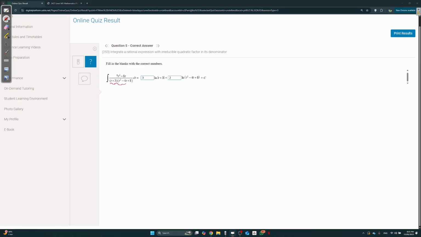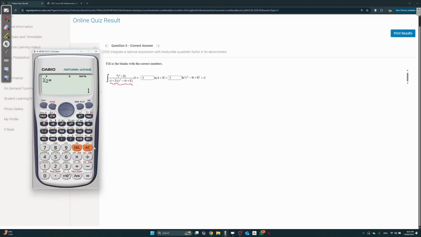Is this fully factored? Before we proceed, t squared minus 4t plus 8, I have a small feeling it's not factored, but let's take a look. T squared minus 4t plus 8 is fully factored because, as you can see, I got an imaginary number.